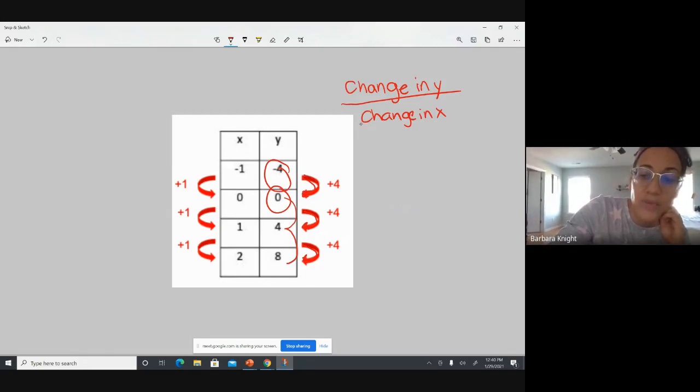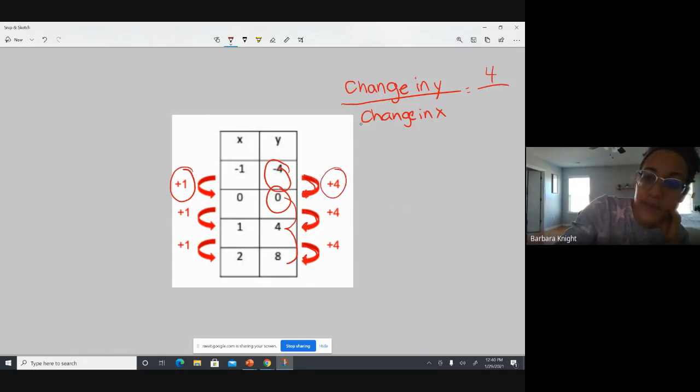So think of this as just one step. To go from one step to the other, what did you change? Well, I added 4, right? So I put 4. I added 4. And then for X, the change in X is to get from -1 to 0, I added 1. So I'm just looking at one step, right? So it's 4/1. So my rate of change is 4, because 4/1 you can rewrite as 4.